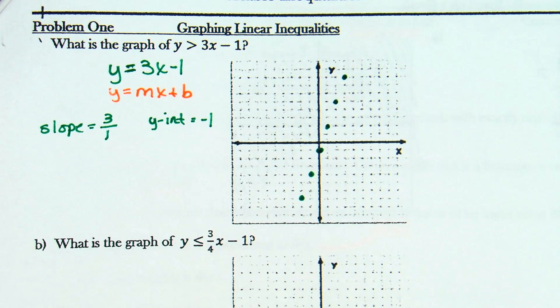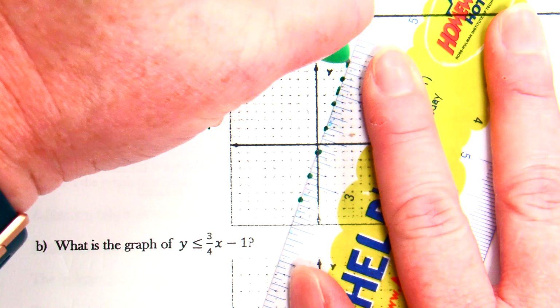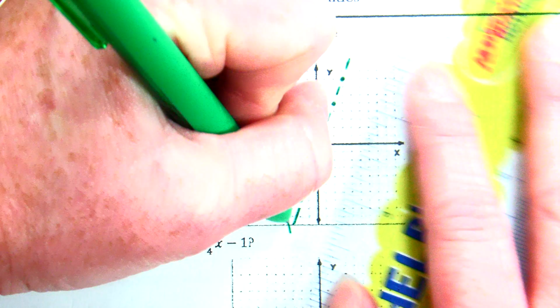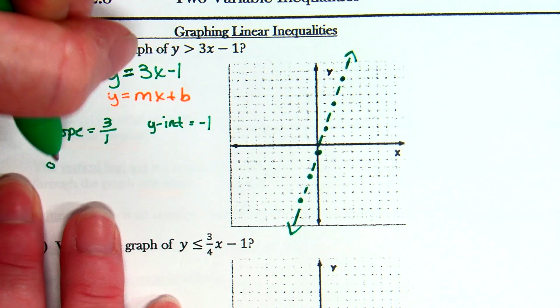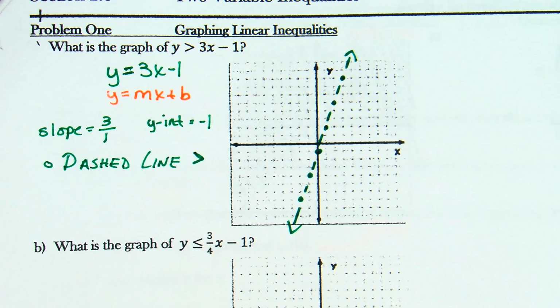Okay. So what I'm going to do is connect these with a dotted or dashed line. Here's the deal. It's not a fully connected line, right? It's broken. So I used a dashed line, and I used the dashed line because it was greater than, but not equal to. If it had been equal to, I would have made it a solid line.